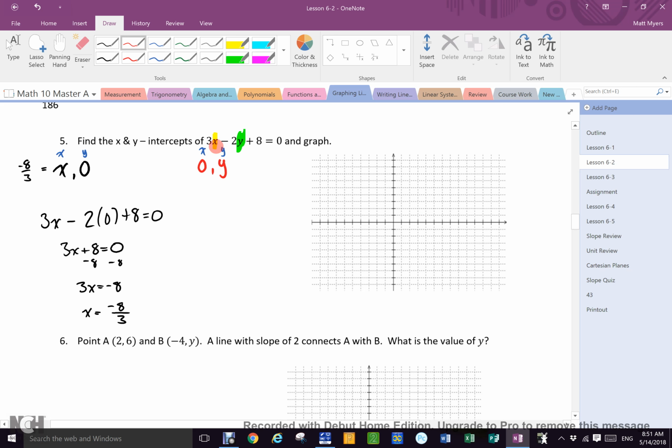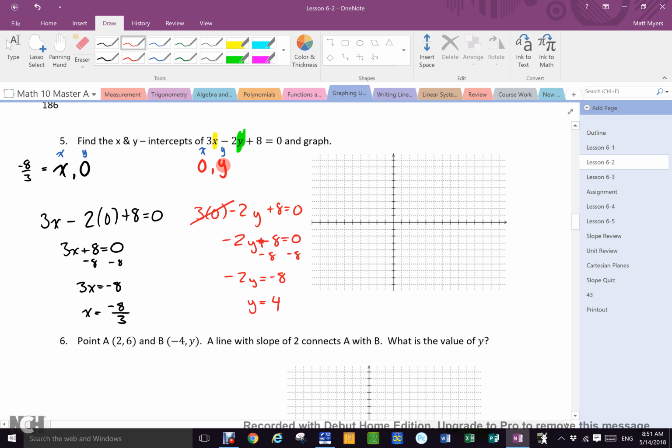Now, what do I do here? What goes in for x? 0. So it's 3 times 0 minus 2 y. What goes for y? Y, because y is y. Plus 8 equals 0. The 0 goes away. Negative 2y plus 8 equals 0. Minus 8, minus 8. Negative 2y equals negative 8. What does y equal?